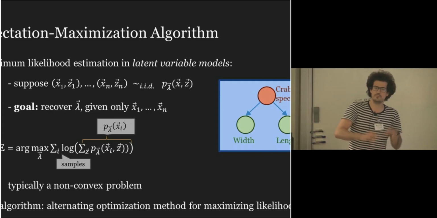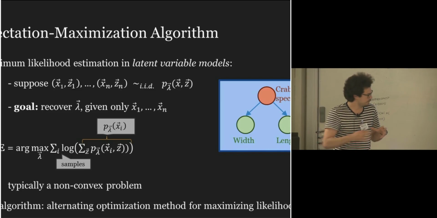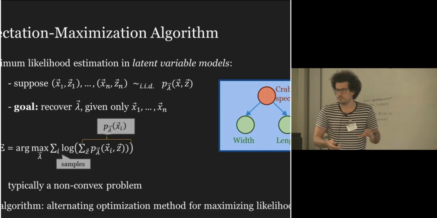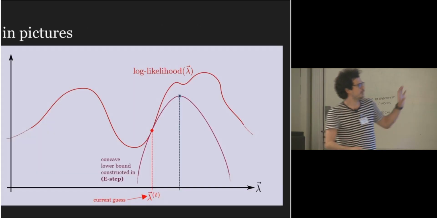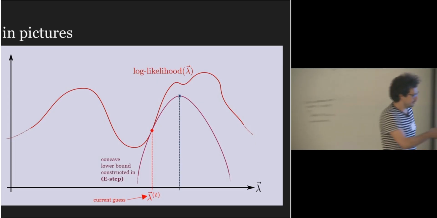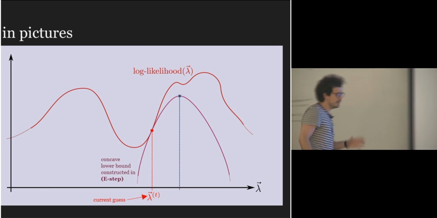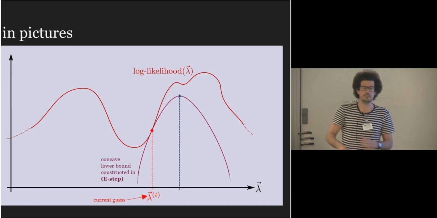And the EM algorithm is a beautiful method that addresses this problem. I don't have time to explain the method. Ask me at the poster session, but let me actually show a picture that captures what's happening. In such a problem, the log likelihood function is some non-convex function like this, and the EM algorithm is called EM because it has two steps, the E step and the M step.